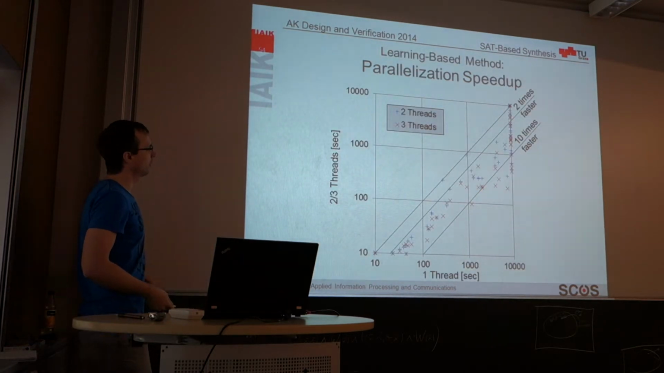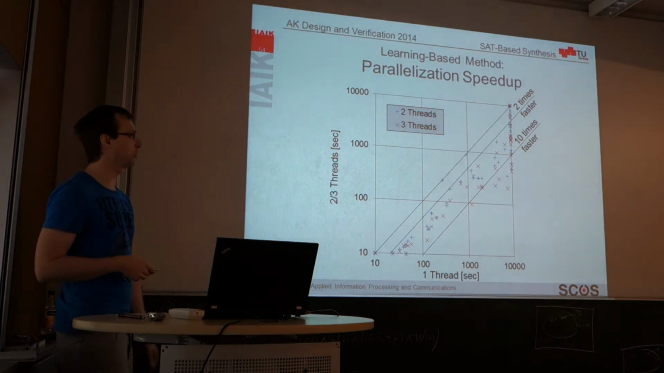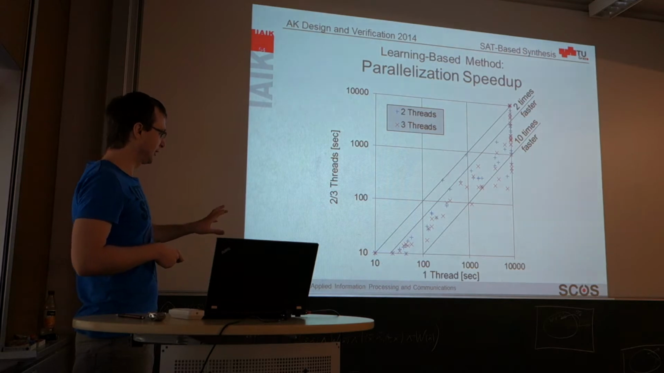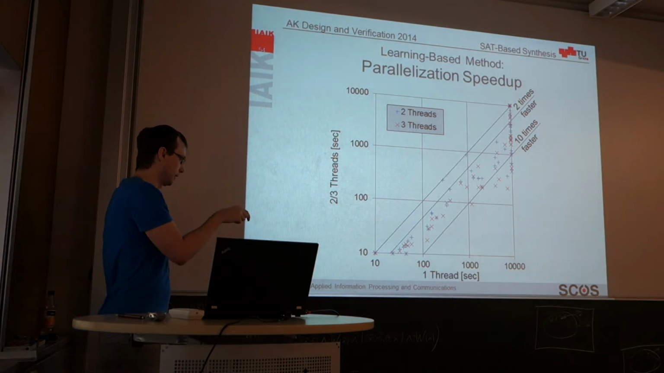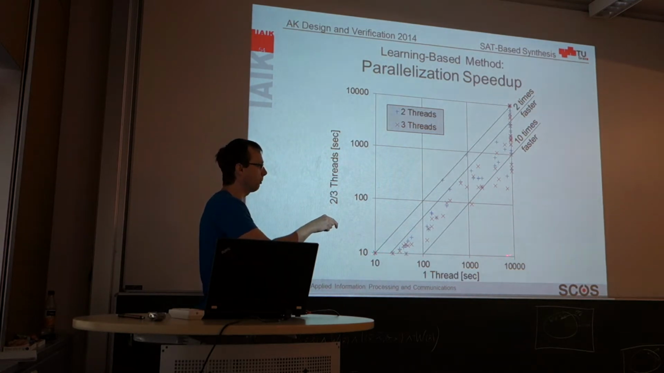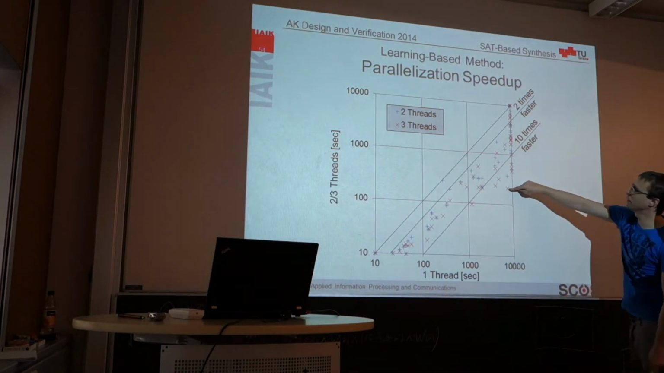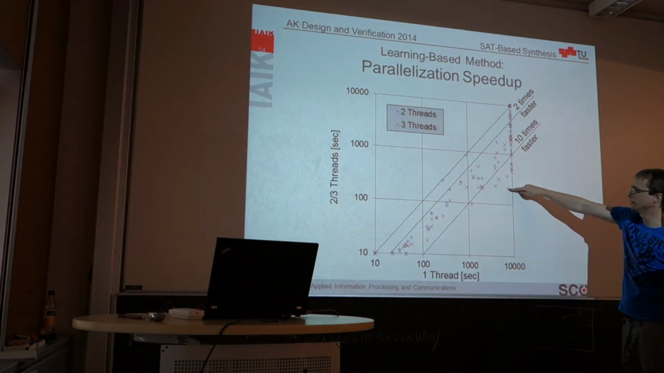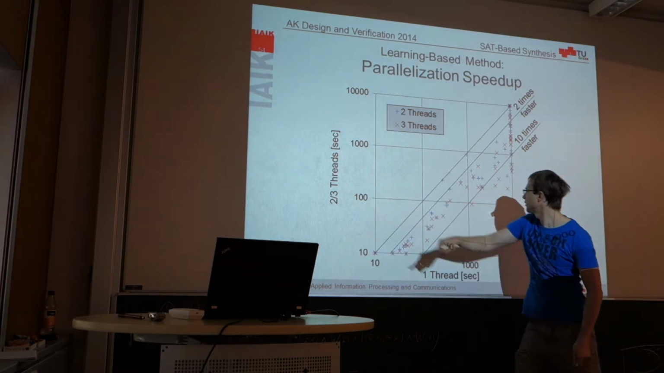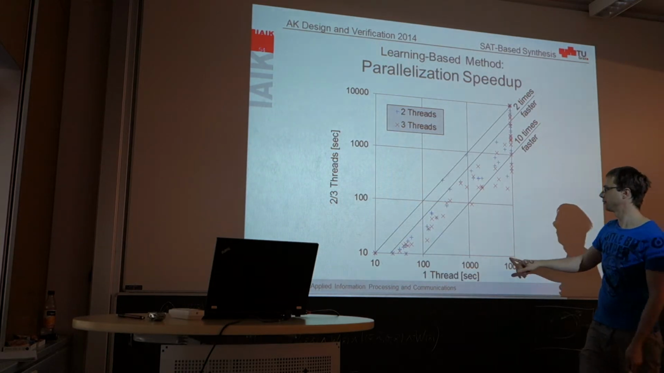This slide highlights the parallelization speedup we could achieve with our parallelized implementation. This is a so-called scatter plot, which means that the x-axis shows the execution time per benchmark for one thread, and the y-axis shows the execution time for each and every benchmark with 3 threads. So basically, this point here means that with 3 threads, we needed 200 seconds, and with only 1 thread, we needed 8,000 seconds, for instance.